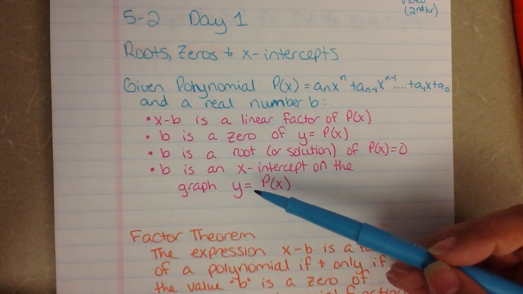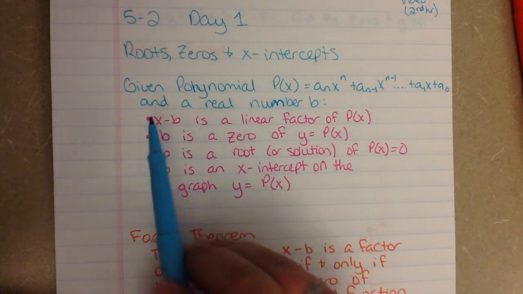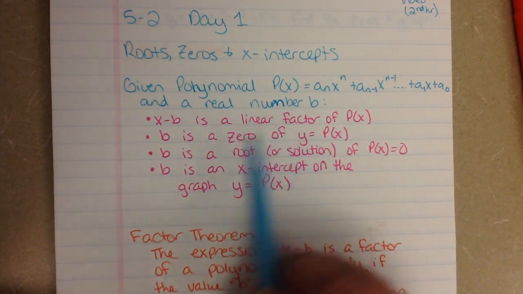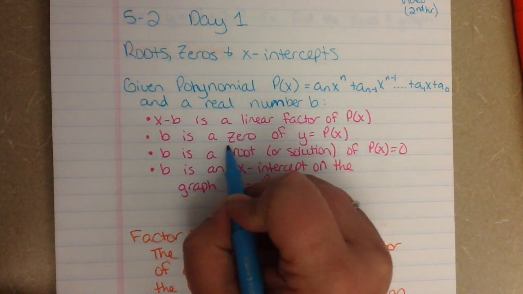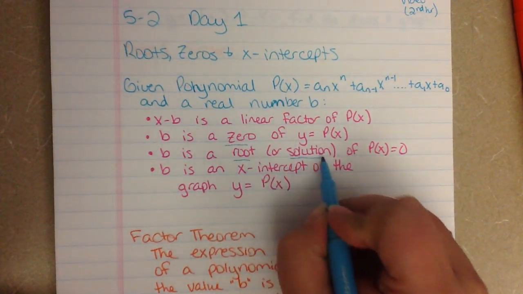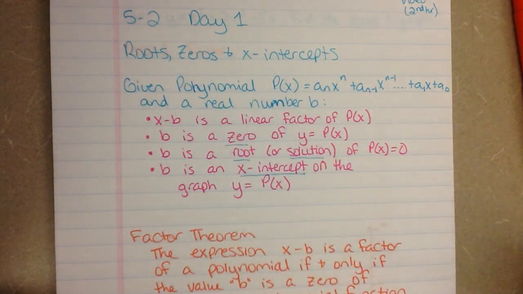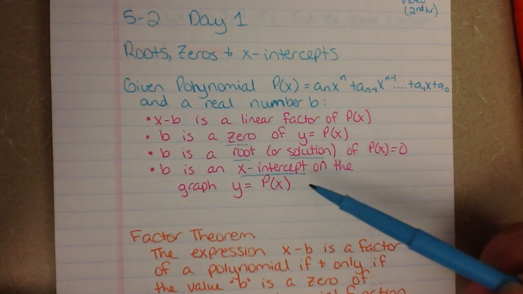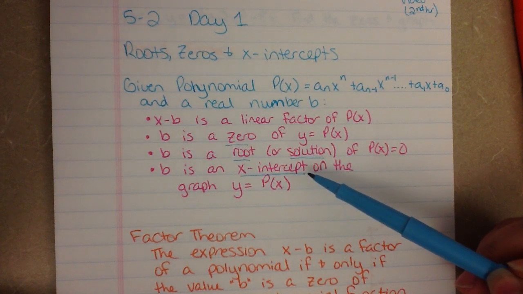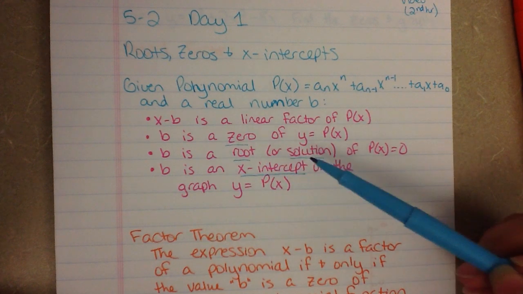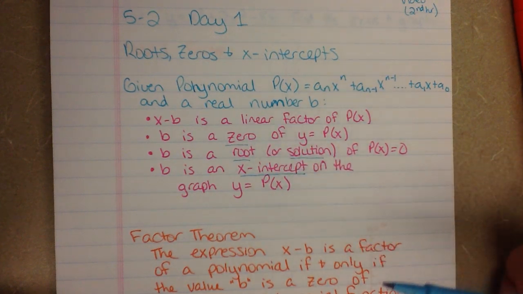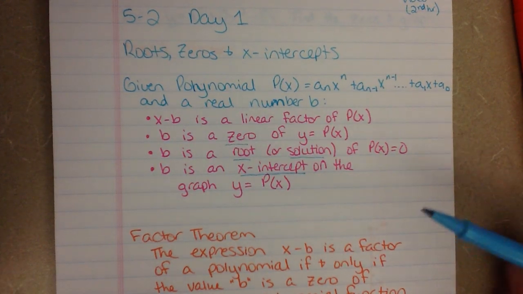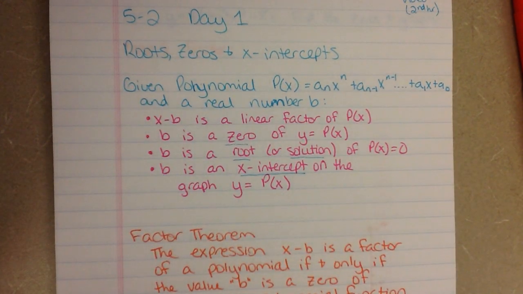Basically what you need to know is that all of these things tell you the same thing. X minus b tells you it's a factor. Then you can also talk about it being a 0, a root, or a solution, or an x-intercept. All of those things are the same thing. So if I tell you that something is a 0, you know that if you were to graph it, that's where that graph would cross the x-axis. It would be an x-intercept. So if I tell you it's a root, a solution, a 0, or an x-intercept, I'm telling you all the same thing. So we'll find some of those today. So go ahead and pause this, write all that down.